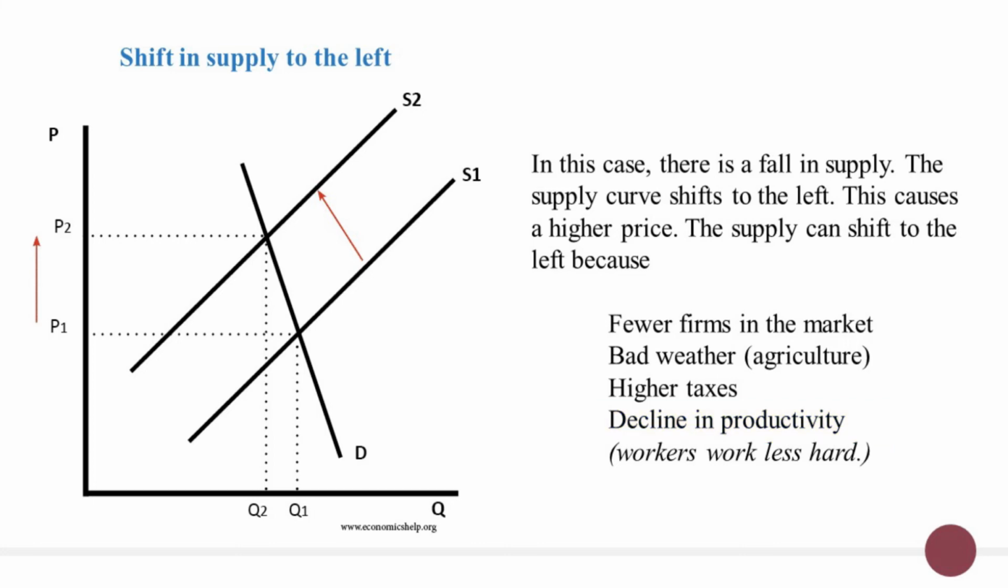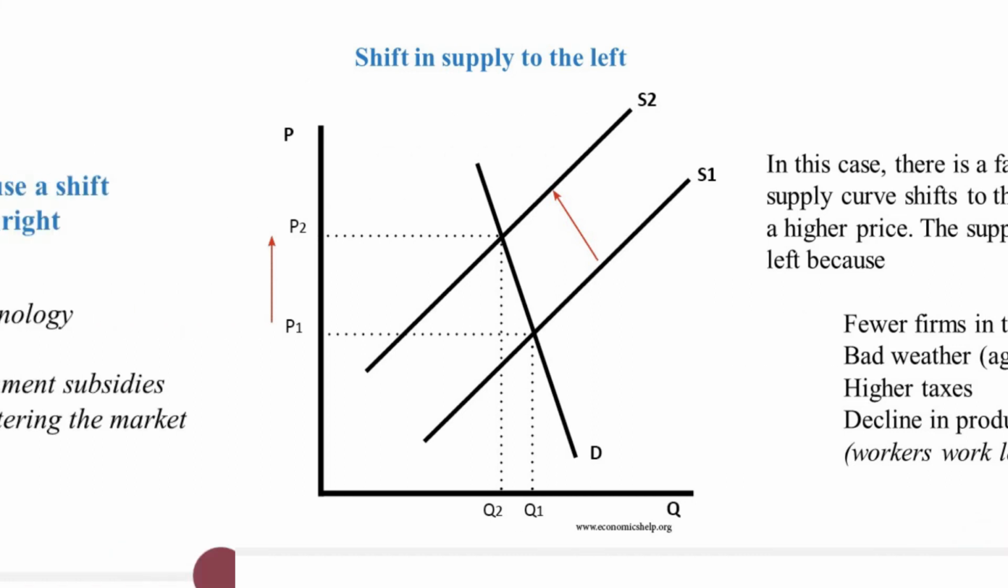Here we can see that the supply at S1 has shifted to the left, resulting now in the supply of S2. What does this mean? It means that the quantity produced has reduced, moving to the left from Q1 to Q2. However, price has increased, moving from P1 to P2.